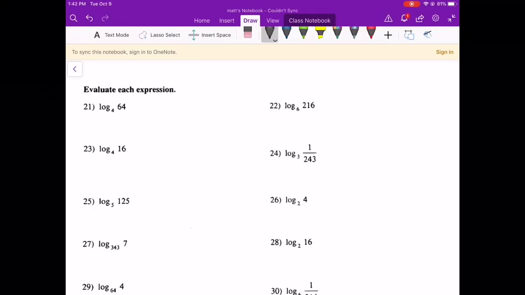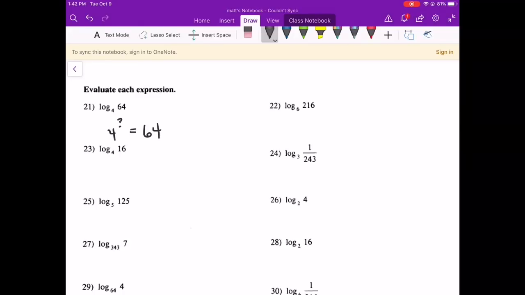Now it gets me into evaluating. Remember, evaluate literally means, notice there's no variables here, it literally means give me a number, a numerical answer. So I want to find out what log base 4 of 64 is equal to. Not exactly something that a lot of calculators can do. Keep in mind that this means 4 to some power equals 64.